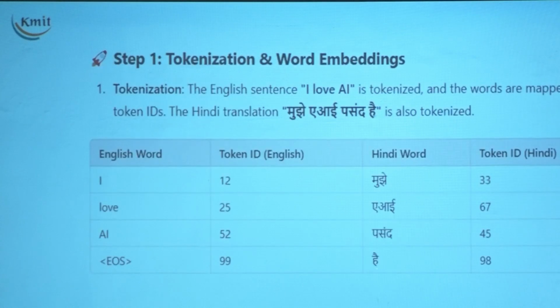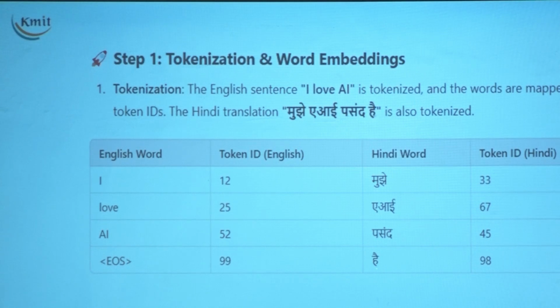Okay. So what do I do first? I generate the token IDs for each word. For I love AI, and for mujhe AI pasand hai also I have generated tokens. Why am I generating tokens for the Hindi sentence here? Because this Hindi is given as input to what? The decoder part for training. Okay. This is the first thing.